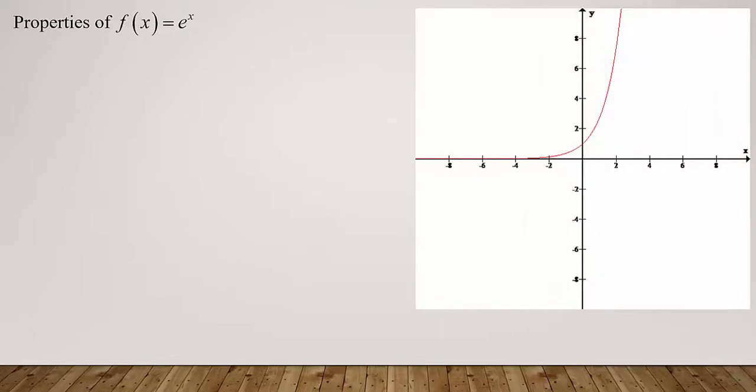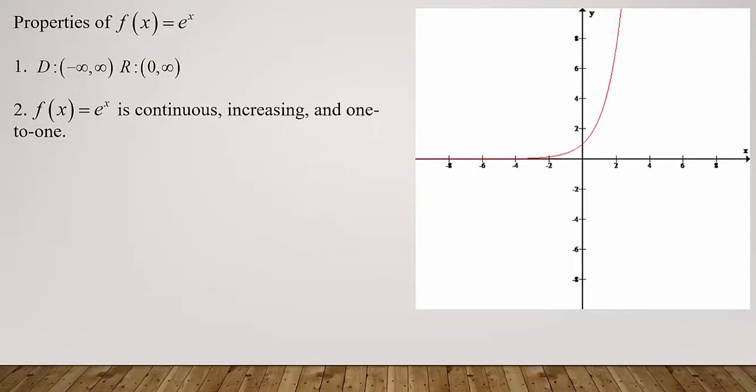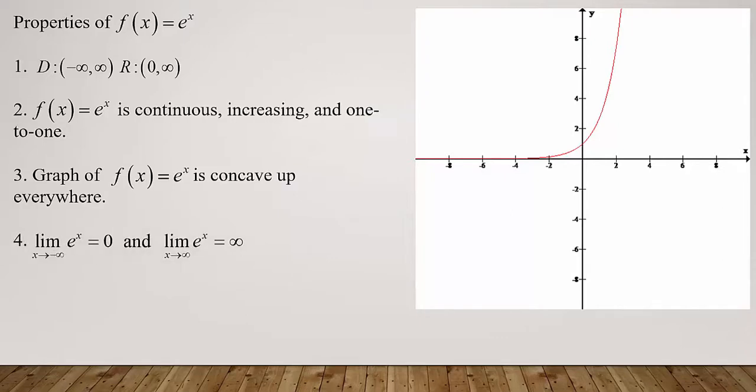Let's review a few properties of just e to the x. There's the graph of f of x equals e to the x. We know its domain is all real numbers, and its range is 0 to infinity. We know e to the x is continuous, increasing, and 1-to-1. But look at the graph. The graph of f of x equals e to the x is concave up everywhere because tangent lines would be below the curve.